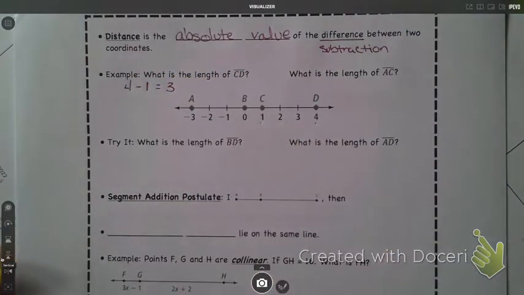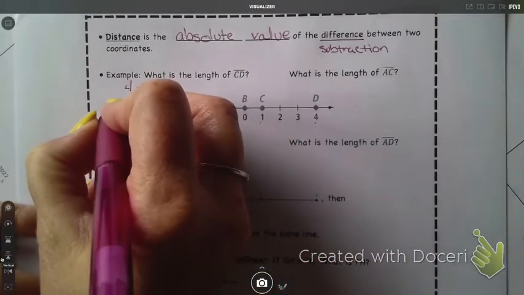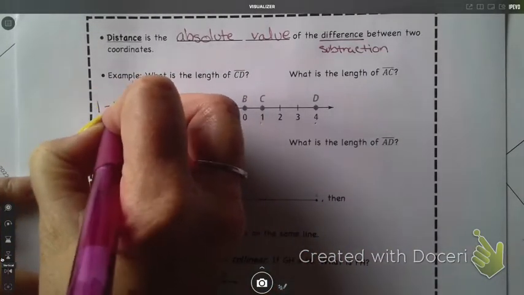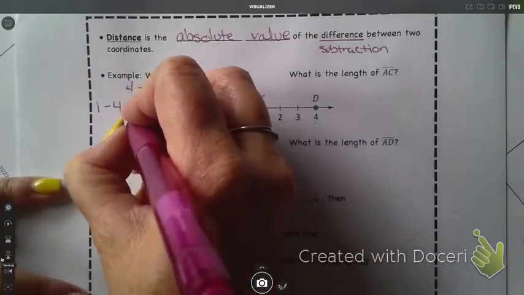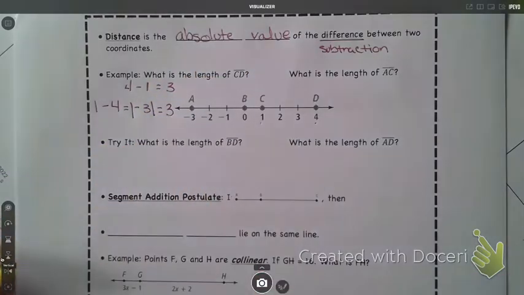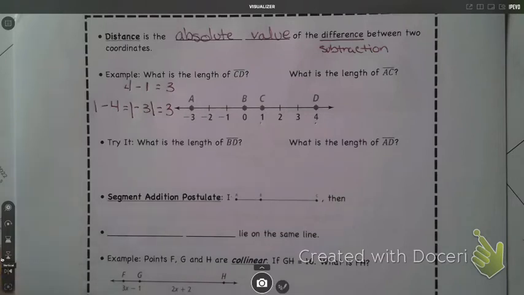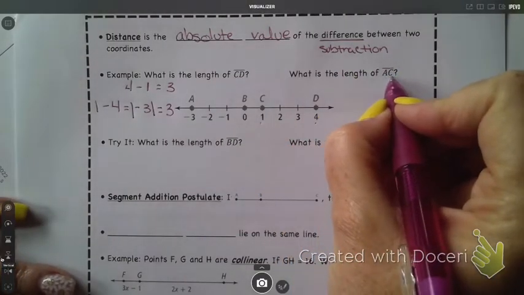Now, look, if you would have said 1 minus 4, you would have had -3, but it is the what? Absolute value, so it is still what? 3. If you always do the larger minus the smaller, will you ever have to worry about the absolute value? No. Okay.